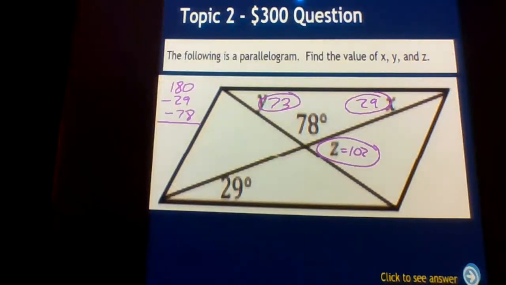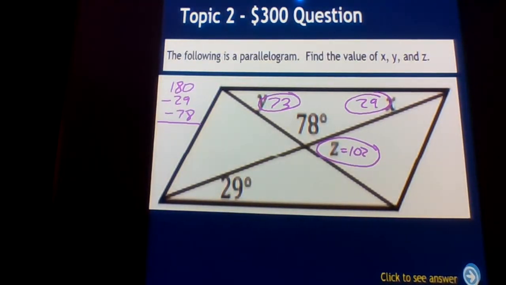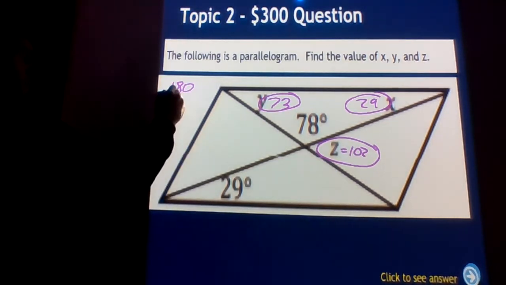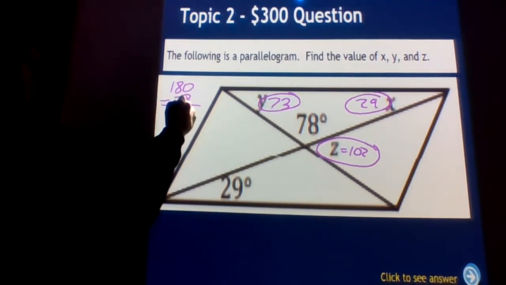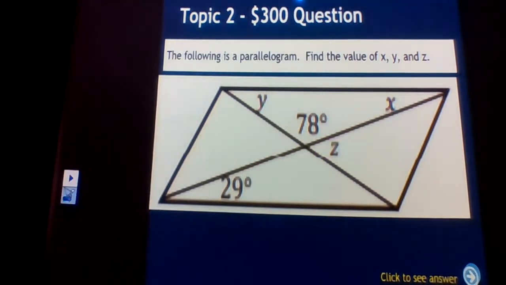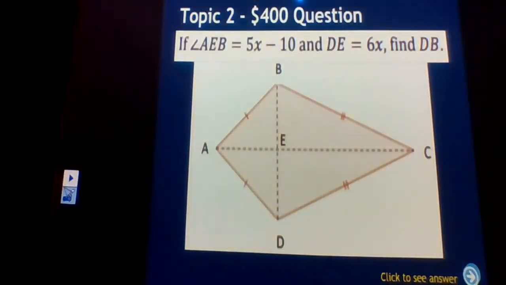Yeah, I don't know why it says 49. It is 180 minus 78 is 102 minus 29. I don't know why I'm blanking. It is 73. Yeah, I don't know. All right.